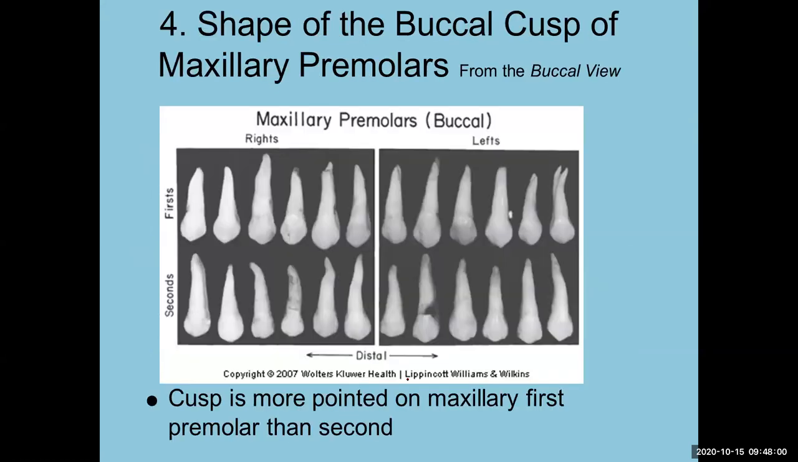It looks very much like a canine when you're looking at the buccal view. Okay, the first premolars, look at this, it's sharp, like a canine. The second are a little more rounded. Contact points, relatively even. Mesial is going to be longer than the distal.